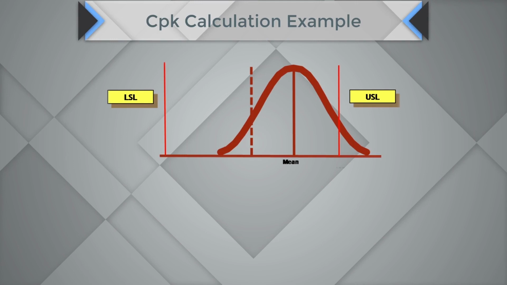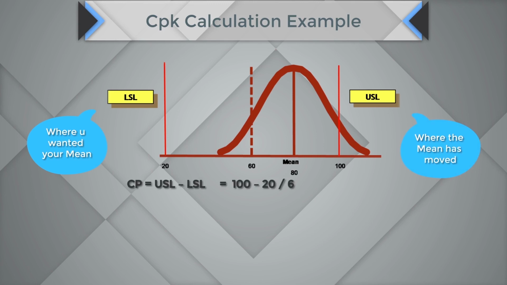So if I have known specification limits, my upper specification at 100, lower at 20, I wanted my mean to be exactly at 60. While it moved and it has now gotten to 80. So my CP will be equal to USL minus LSL, which is 100 minus 20, upon 6 times the standard deviation. If I'm assuming my standard deviation to be 10, then it is 80 upon 60, which is 1.33.